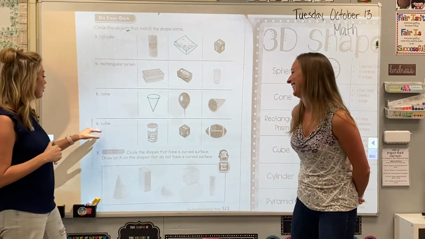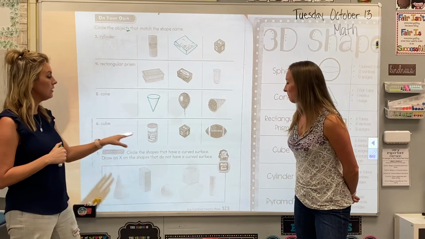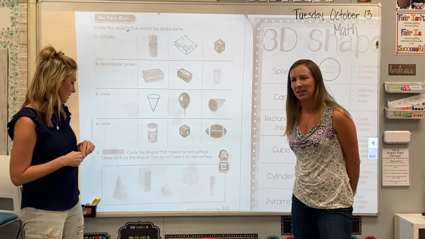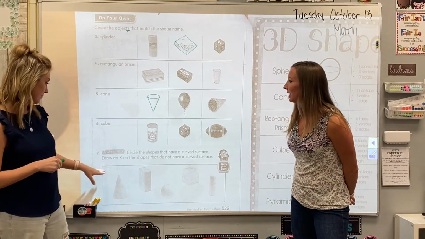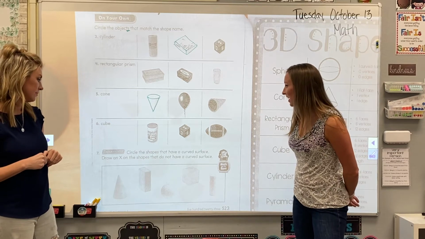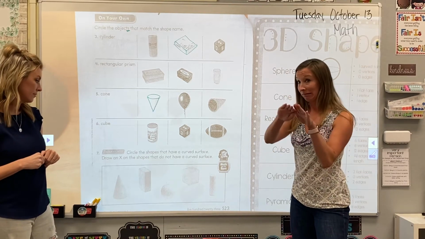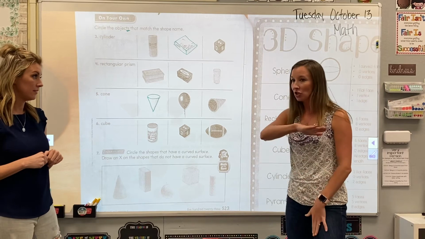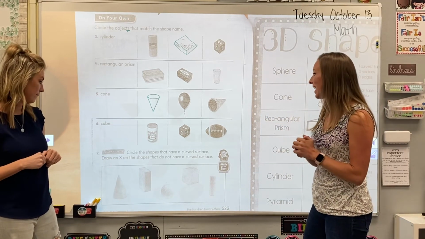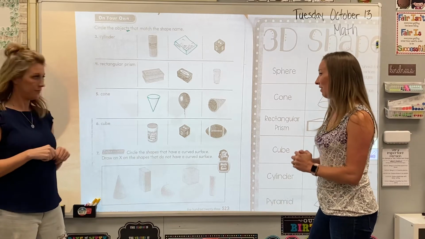And finally, a cube. And it's looking to me like there might only be one cube. Yeah, just one. They can do that. Yeah, definitely, without any hints. All right, let's make sure they understand number 7. It says circle the shapes that have a curved surface. So not a straight surface, but it at least has a curved surface. Draw an X on the shapes that do not have a curved surface.